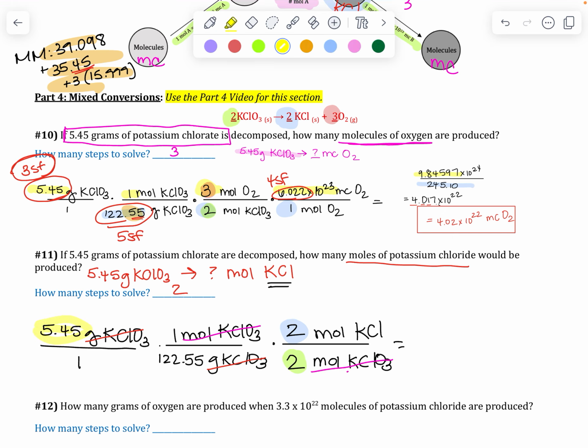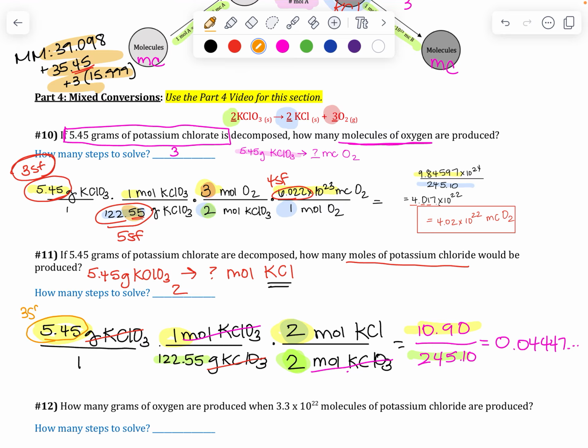So we're going to have 5.45 times 1 times 2, which is 10.90, all over 122.55 times 2, which is 245.10. And then when we divide, we get 0.0447. And I can look, there's an additional 4 on there. And then I can look at my sig figs.